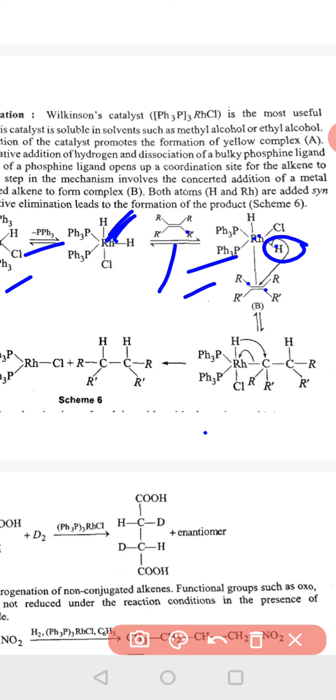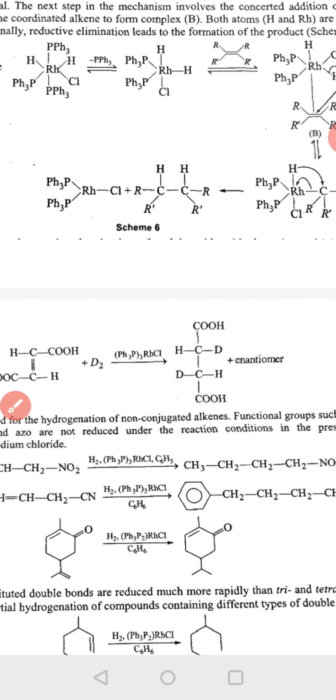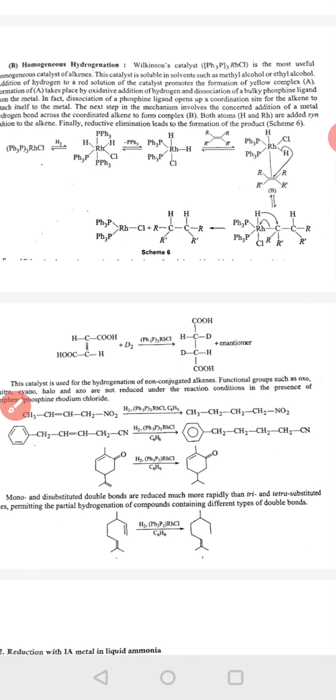This bond between hydrogen and rhodium breaks and this hydrogen gets attached to this carbon completely. In the second step, the other hydrogen from the rhodium complex gets attached to the other carbon, and this bond between carbon and rhodium dissociates and we get the product, the saturated product. This is the reduction which takes place when we use Wilkinson's catalyst as the reducing agent.